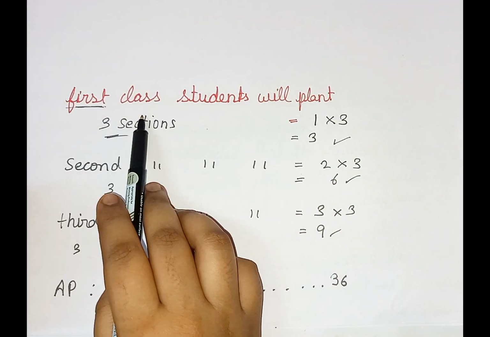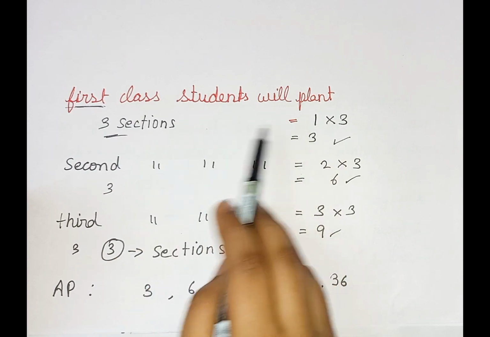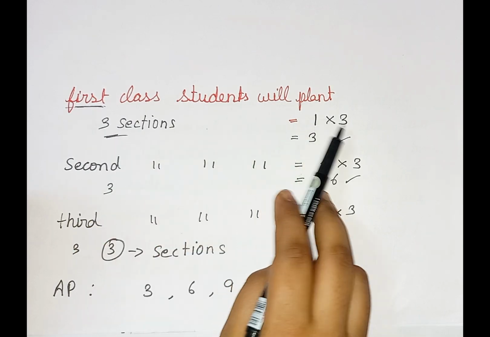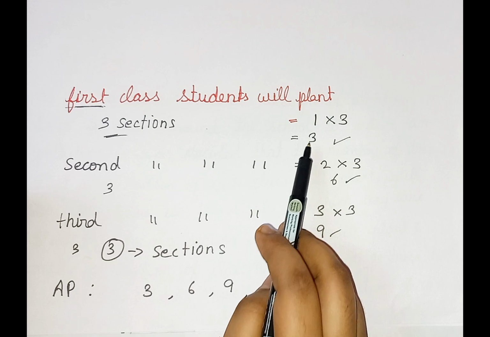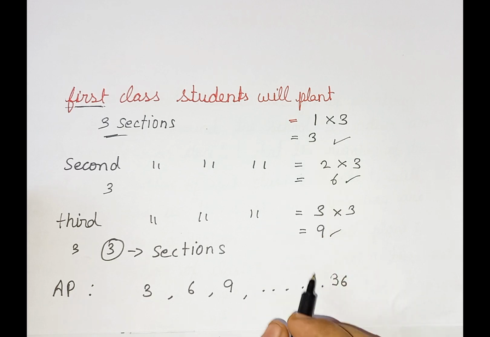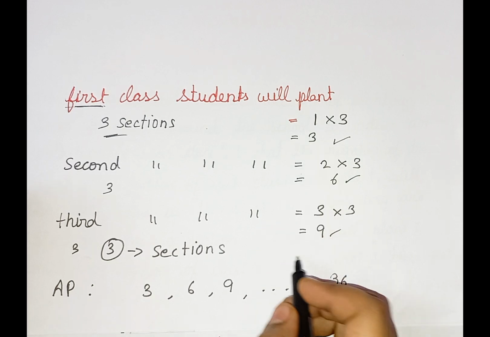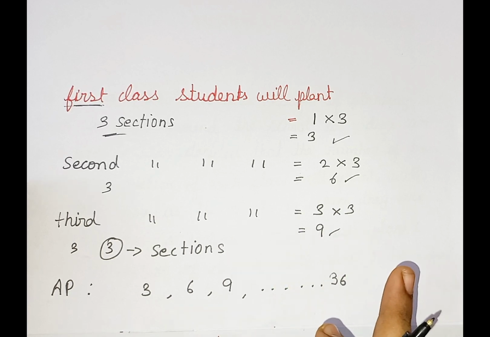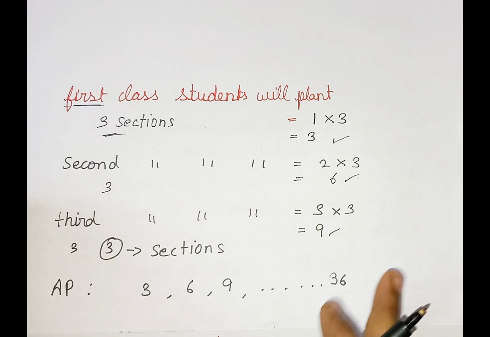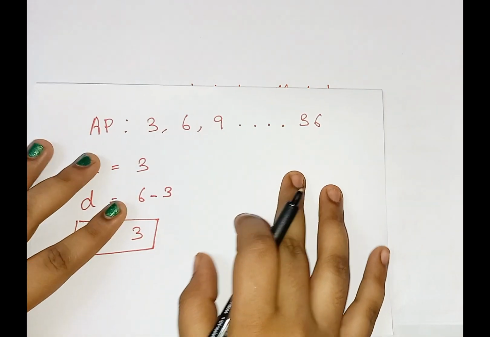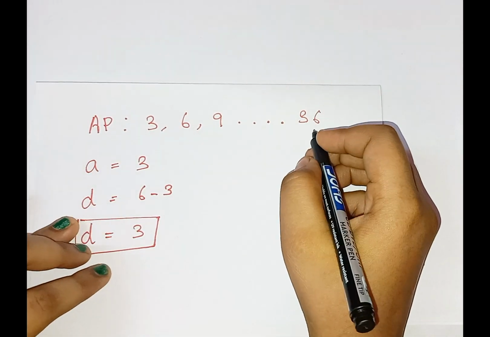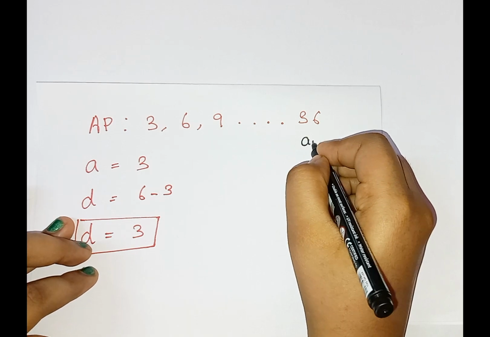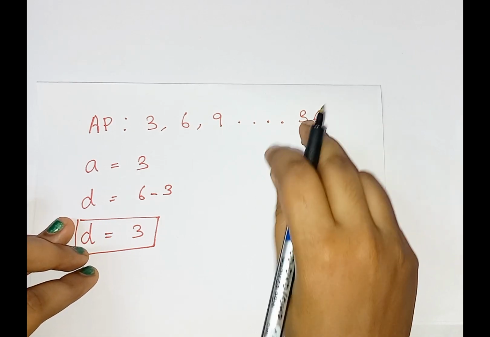Here, the first class planted 1 tree, and since we have 3 sections, 1 into 3 is 3. So likewise we got 3, 6 and 9. How did I get 36? 12th standard will plant 12 plants, so 12 into 3 sections, 12 into 3 is 36. So here the last number is 36, right? So it is A12, isn't it? A12 means the 12th class.